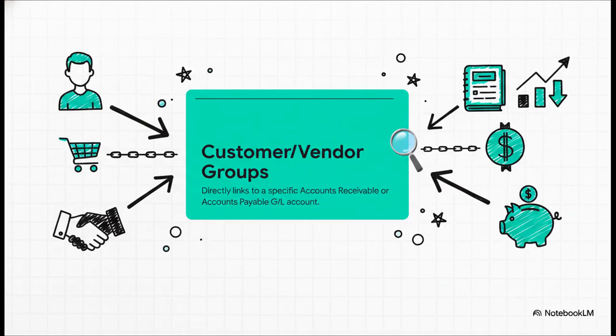Now, the customer and vendor posting groups, they're way simpler. There's no matrix here. It's just a direct link. It basically says, anytime we sell to a domestic customer, their balance, the money they owe us, goes into this one specific accounts receivable account. Simple, clean, and absolutely crucial.